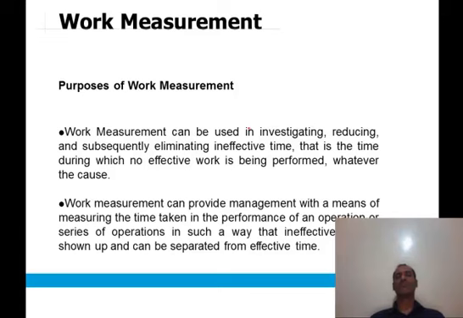Okay. Purpose of work measurement. Work measurement can be used in investigating, reducing, and subsequently eliminating ineffective times. We have to eliminate ineffective times, the waste times. That is the time during which no effective work is being performed, whatever the cause. Work measurement can provide management with a means of measuring the time taken in the performance of an operation or series of operations in such a way that ineffective time is shown up and can be separated from effective time.